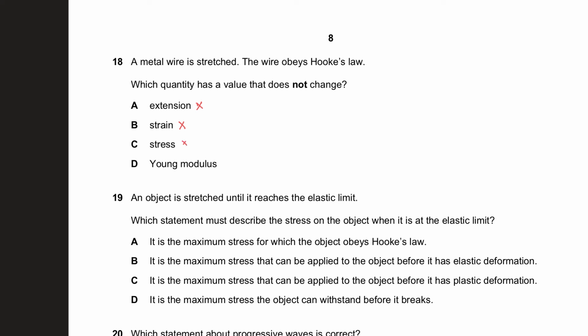Young modulus. Young modulus does not change. Young modulus is a material dependent property. So the Young modulus of a particular material is a constant. So for copper, irrespective of the dimensions of copper, irrespective of the size of that piece of copper, the Young modulus stays constant.